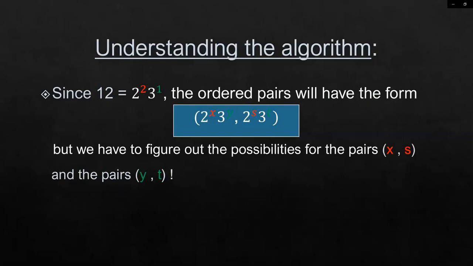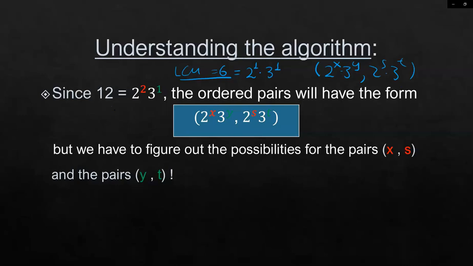This is the same idea as before. When we had the least common multiple to be 6, then 6 has a decomposition of 2 to the first power times 3 to the first power. And the pairs were of the form 2 to the x times 3 to the y, 2 to the s times 3 to the t. Okay, this is what we did for 6.